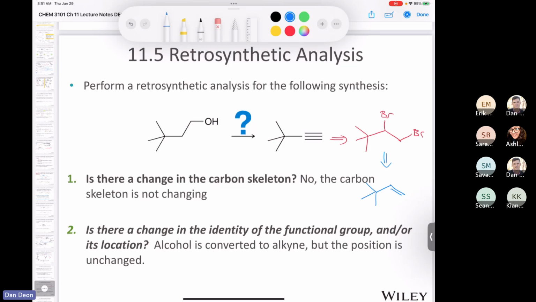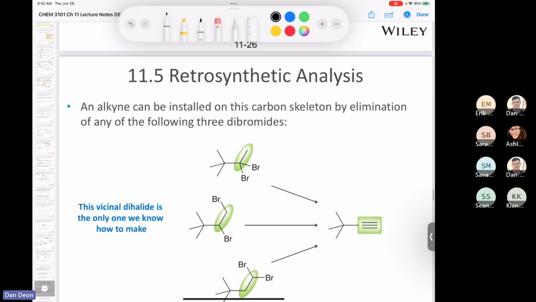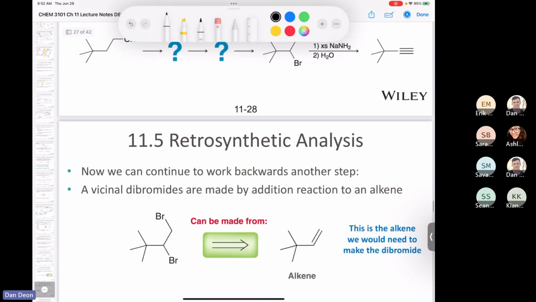So then it makes it a little simpler. And then you're like, well, how am I going to make that? I could make it if I had something that had a good leaving group, like this. Okay, so I'll put a leaving group like this, and then you're thinking, well, how do I convert a hydroxyl to a leaving group, right? So you're just going backwards and backwards and backwards like that. So I've kind of covered the whole thing already, right?